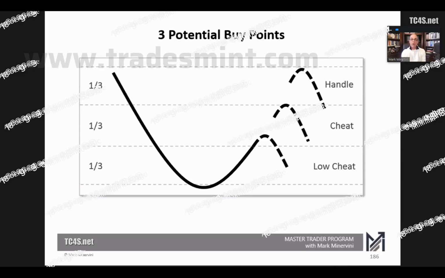But over the long term, in my own anecdotal evidence of what I've seen, the cheat and the handle are higher probability than the low cheat, but the low cheat offsets the difference in probability by getting in lower and having more upside potential. So they're about even when it's all said and done. In the later stages of a bull market, the handles are more obvious and they're lower probability. But we're talking a very small amount of difference in probability. They're pretty similar probabilities if you get the chart right.